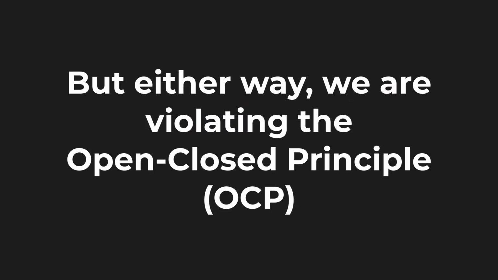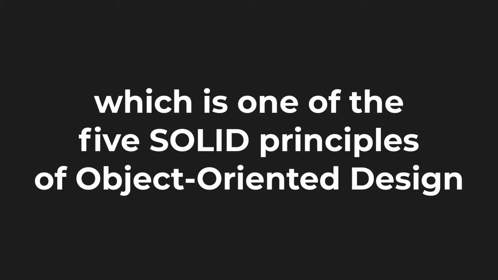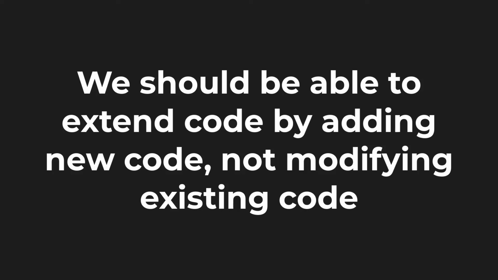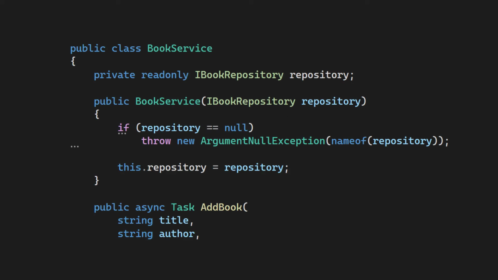But either way, we are violating the open-closed principle, which is one of the 5 SOLID principles of object-oriented design. This principle states that software entities such as classes should be open for extension but closed for modification. This means that we should be able to extend code by adding new code, not modifying existing code. On the other hand, if the book service class programmed to an abstraction and used constructor injection, then we don't have to modify either the book service class or the book repository class to add such behavior.